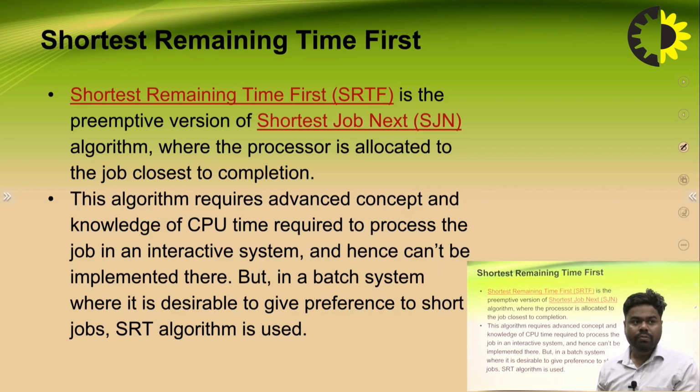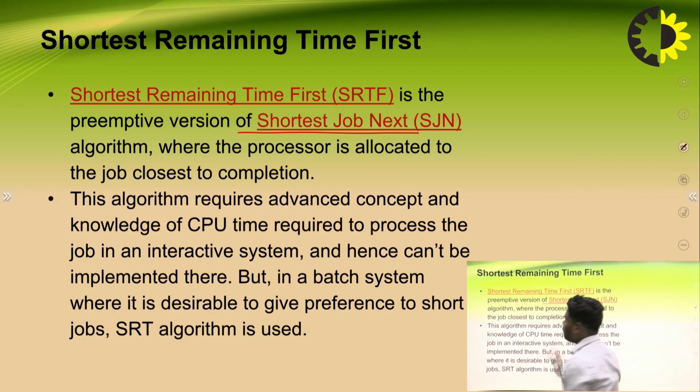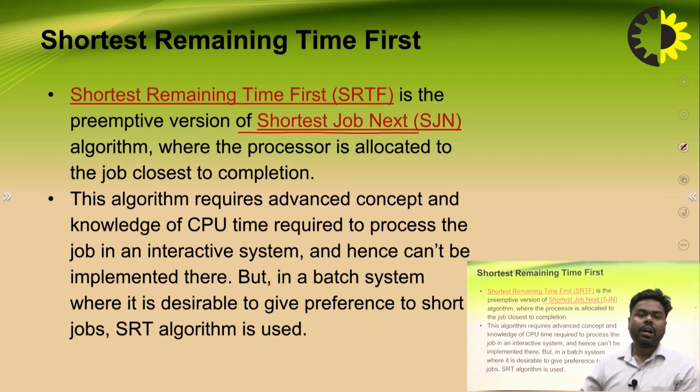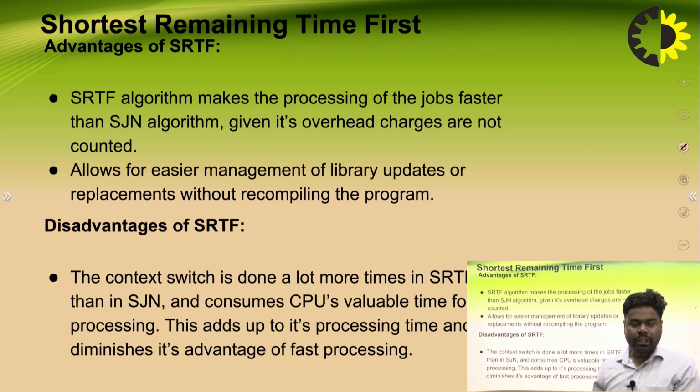These algorithms require advanced knowledge of the CPU time required to process the job, which an interactive system doesn't have, and hence they can't be implemented there. But in a batch system, there is a preference for such jobs, and the SRTF algorithm is used. This is the preemptive version of SJF. Only this I need to know, and in the numerical I will solve SRTF.